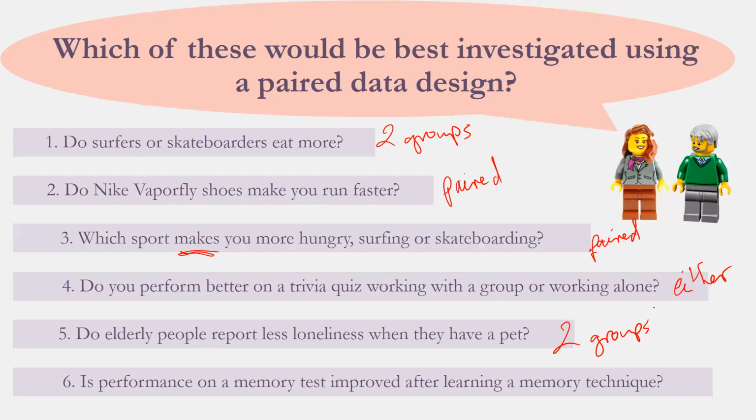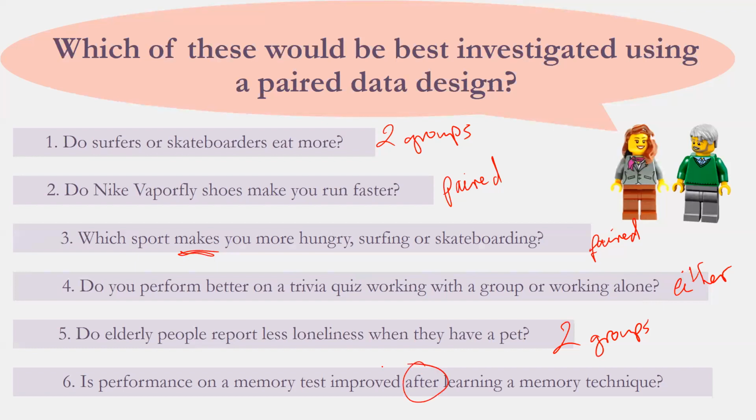If we're looking specifically at after learning a memory technique, you probably would want this as a paired design. But similar to the number 5, we'd have to do a before and an after. We couldn't randomly allocate, but probably paired would be better here, because you're looking at their performance on the test before they've learnt the technique compared to their performance after learning the technique.